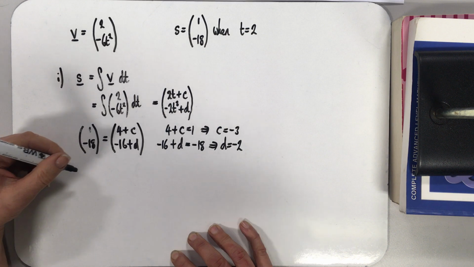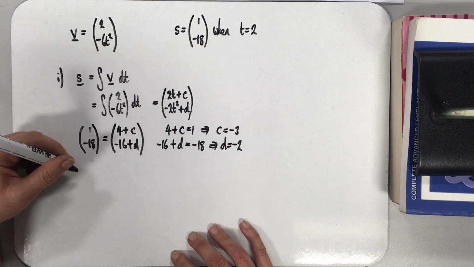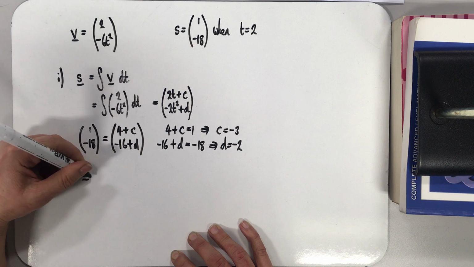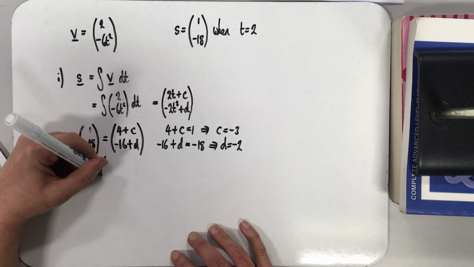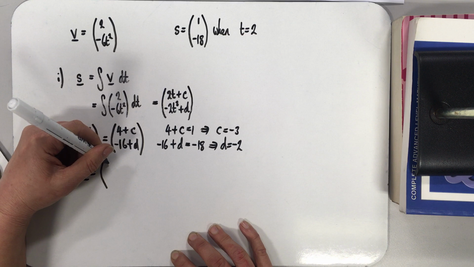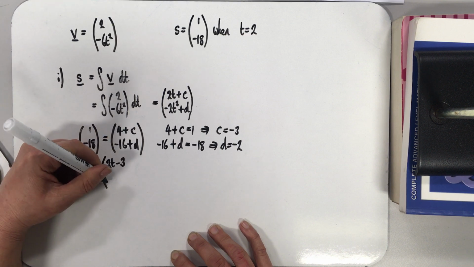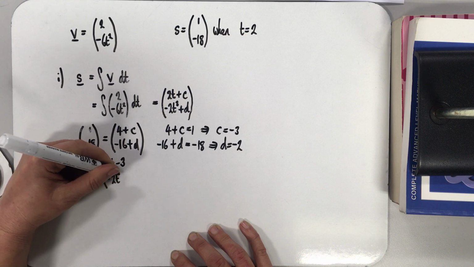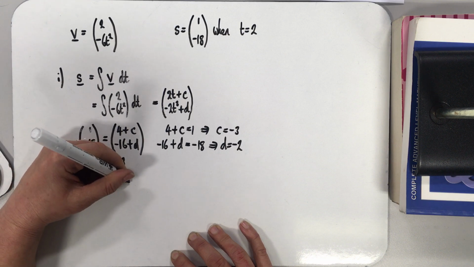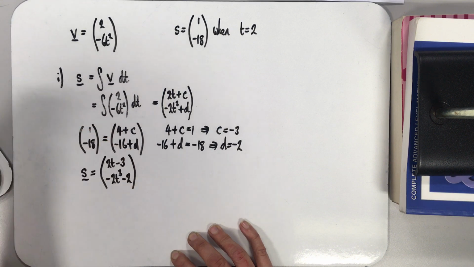And so an expression for the displacement at time t will be (2t minus 3, minus 2t cubed minus 2), like so.